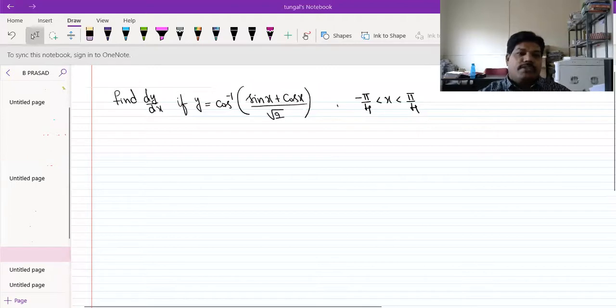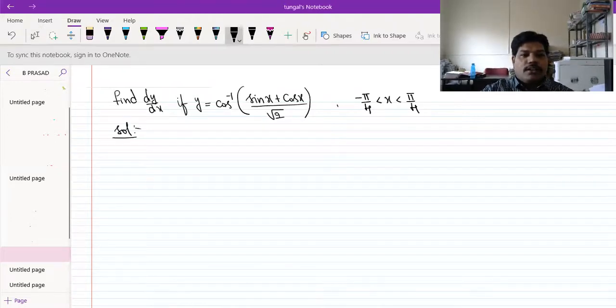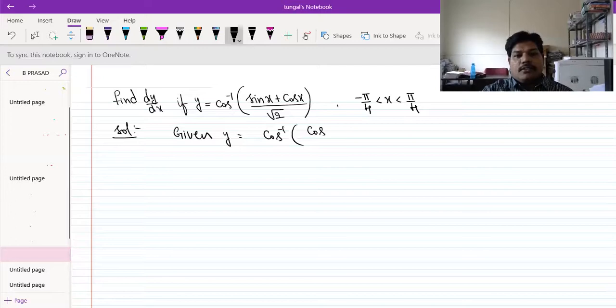See the next question, students. Find dy by dx if y is equal to cos inverse of sin x plus cos x by root 2, where minus pi by 4 is less than x less than pi by 4. So see this question, students, how to solve this one. First, the y value is given, that y is equal to cos inverse of, I will write it like this, cos x plus sin x by root 2.